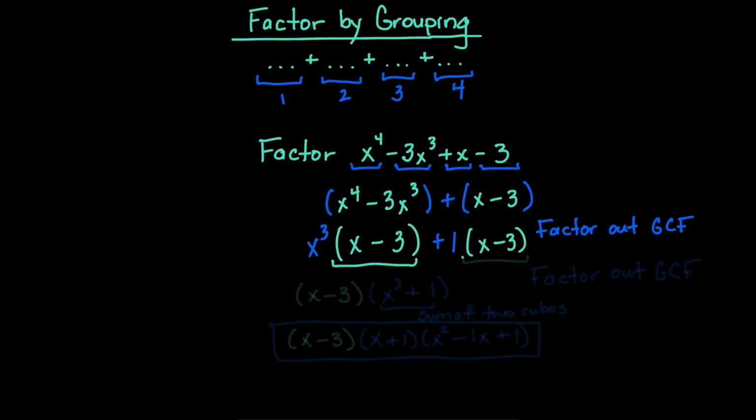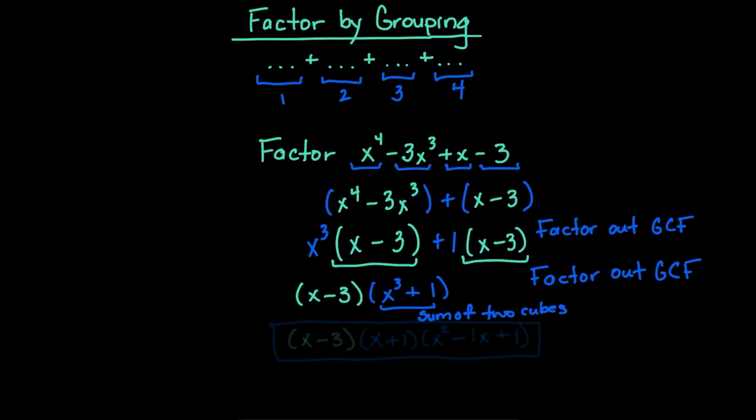So both terms now have x minus 3. So that becomes our GCF, and we're going to factor out the GCF. I'm going to factor out x minus 3, and left with x cubed when I divide out x minus 3 from the first term, and 1 when I divide it out from the second term. Now, here we have a sum of 2 cubes, so we have to keep going.